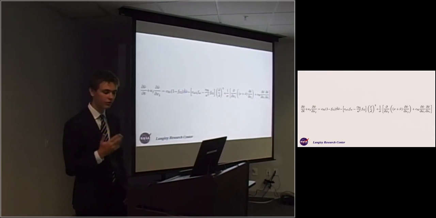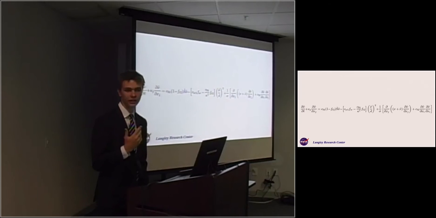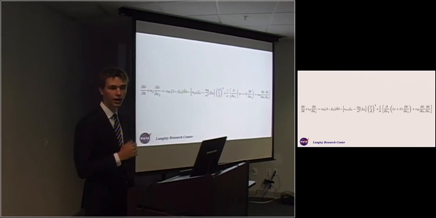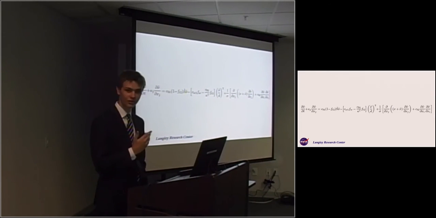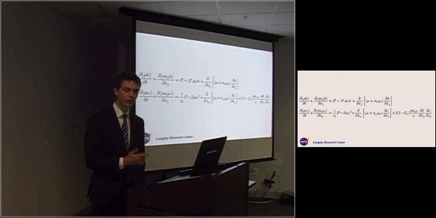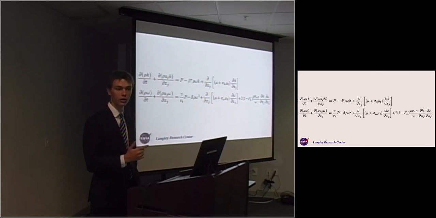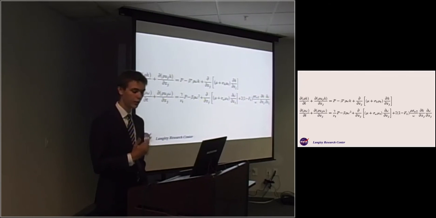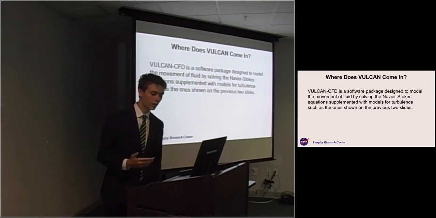So there are different levels of model complexity that can be used. This is what's called the one equation model. As you can see, there's only one equation. Whereas something like this model is called Menter SST. It's more intimidating than Spalart, but it can still be solved by a computer fairly easily. This is a two equation model. You can see it has two equations, and basically it relies on the additional equation to make its predictions. So where does VULCAN come in?